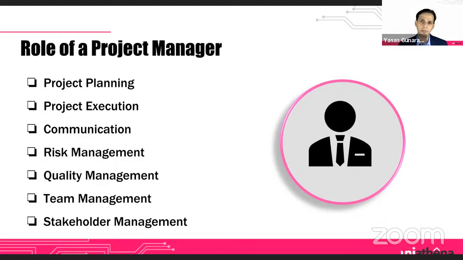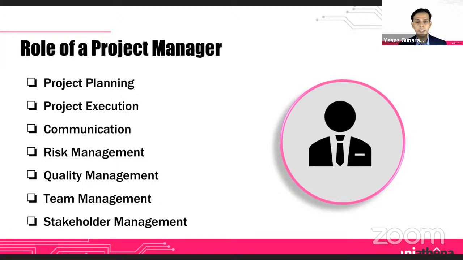What you need is project management skills. What are these skills that you require? What are the roles a project manager would play? Number one, project planning. It is the most important thing for you to start the project. You need to plan from resources to the timing, and these 10 knowledge areas I discussed. You need to have good project planning skills, and that's one of the main things that a project manager should do.